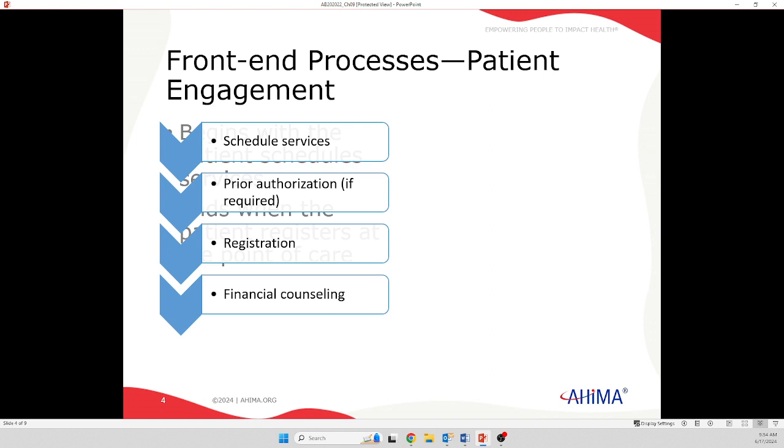Now, what does it say under there? It says it begins when the patient schedules services, and it ends when the patient registers at the point of care. Most of the front end is where we are focusing on complying with regulations and making sure that we have the information we need to get their insurance and that the patient understands what their financial obligations are.